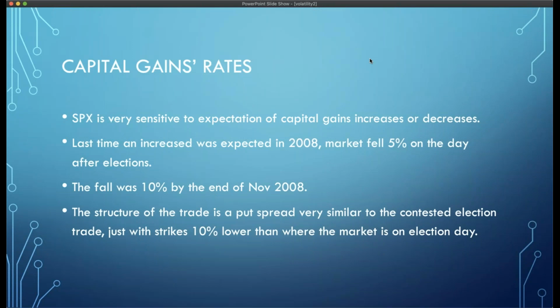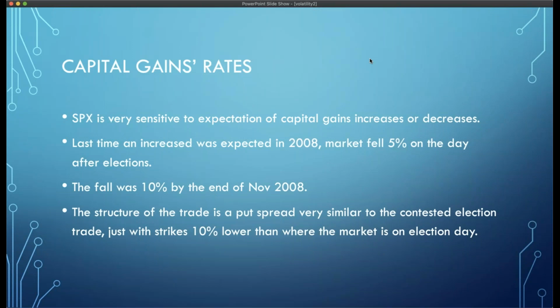Capital gain rates move very infrequently. In fact, they tend to move once per election cycle, every 4 years or every 8 years. If there is a perceived movement on capital gains, the market will react to it. Last time we saw this was in 2008. In 2008, there was a perception that capital gains would go up, and in fact they did. Because of that, the market fell 5% on the day after the election. By the end of November, it was down 10%. That's how sensitive the market is to capital gains.